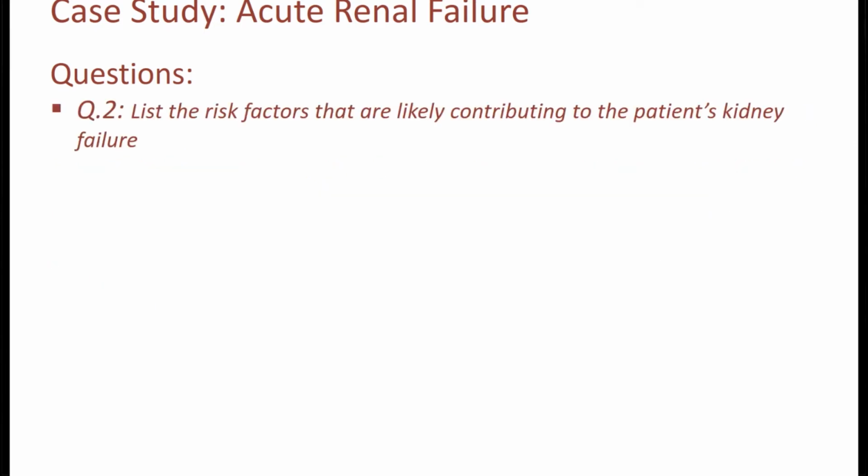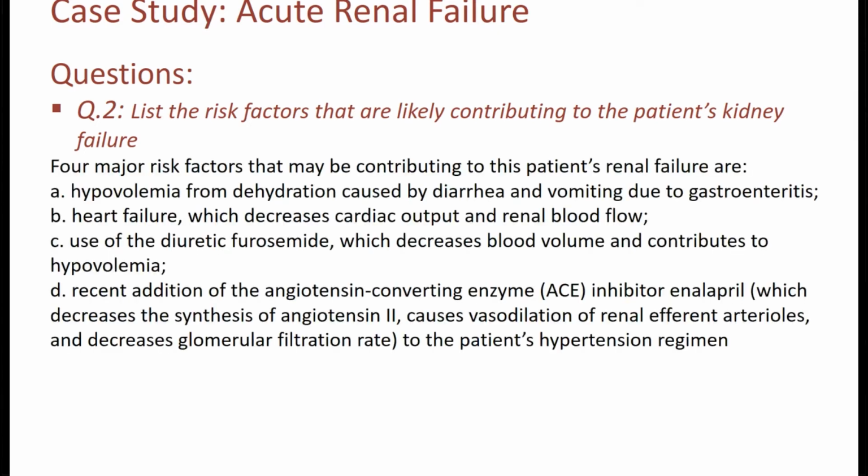List the risk factors that are likely contributing to the patient's kidney failure. In this patient, we have these risk factors. The most important one is hypovolemia from dehydration caused by this diarrhea and vomiting. And also the patient has heart failure. Heart failure decreases the cardiac output, decreases the renal blood flow. And also this patient is using diuretics, furosemide, for his heart failure, which will further decrease the blood volume.